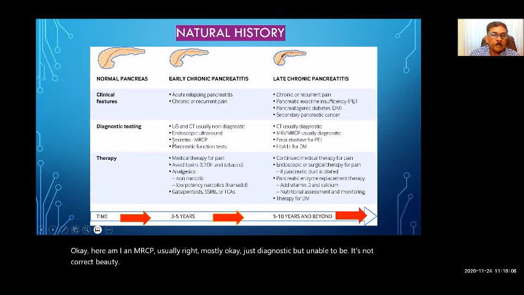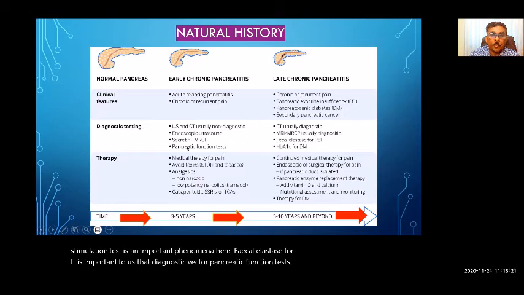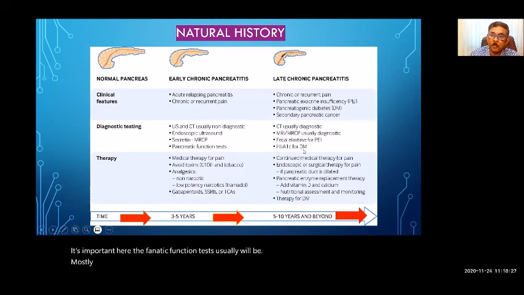Secretin stimulation test is an important test. Here, fecal elastase is important as a diagnostic factor. Pancreatic function test is important. Here, the pancreatic function test usually will be mostly abnormal. HbA1c is important for diabetes mellitus.